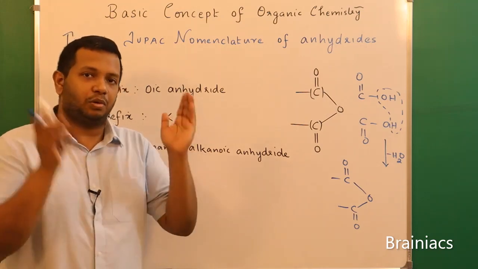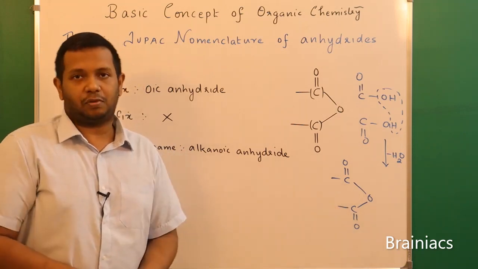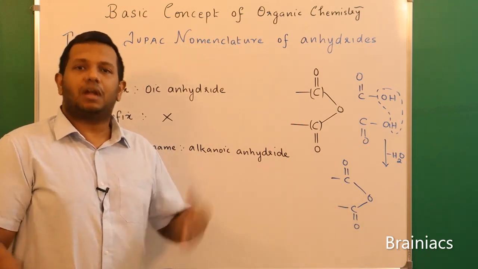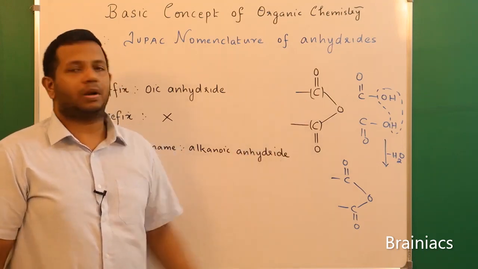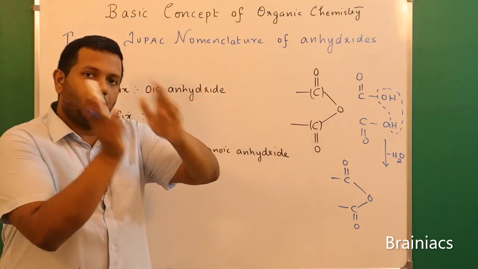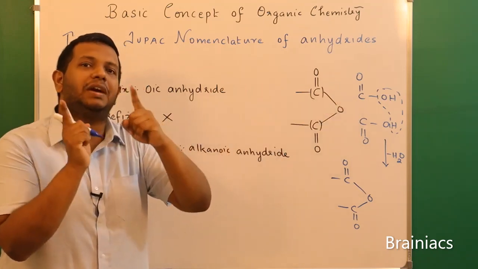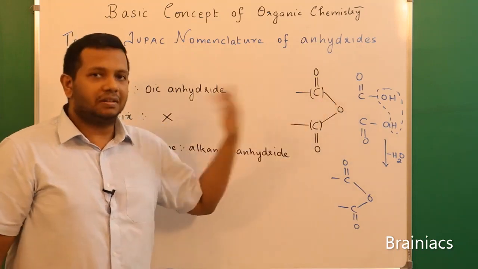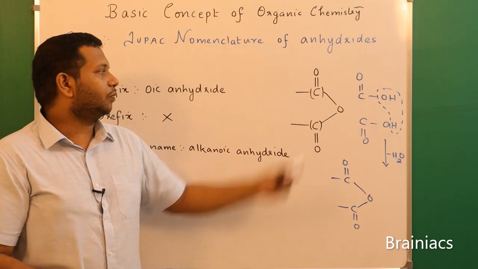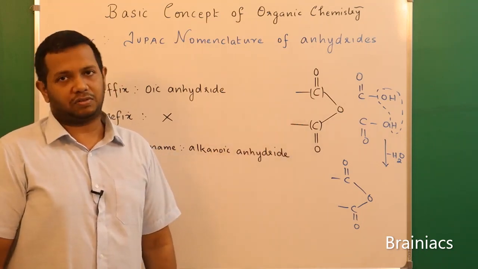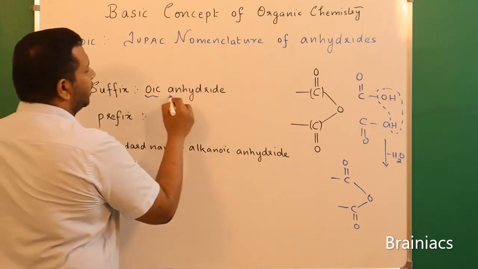So please remember, whenever you heat two acids, water elimination will happen and anhydride formation will occur. This we are learning in one of the organic chemistry chapters. This is just for your understanding. Whenever two carboxylic acids come on nearby carbon atoms and heating happens, there is always a possibility of elimination of water, and anhydride formation will happen. Here the suffix used for anhydride is oic anhydride.